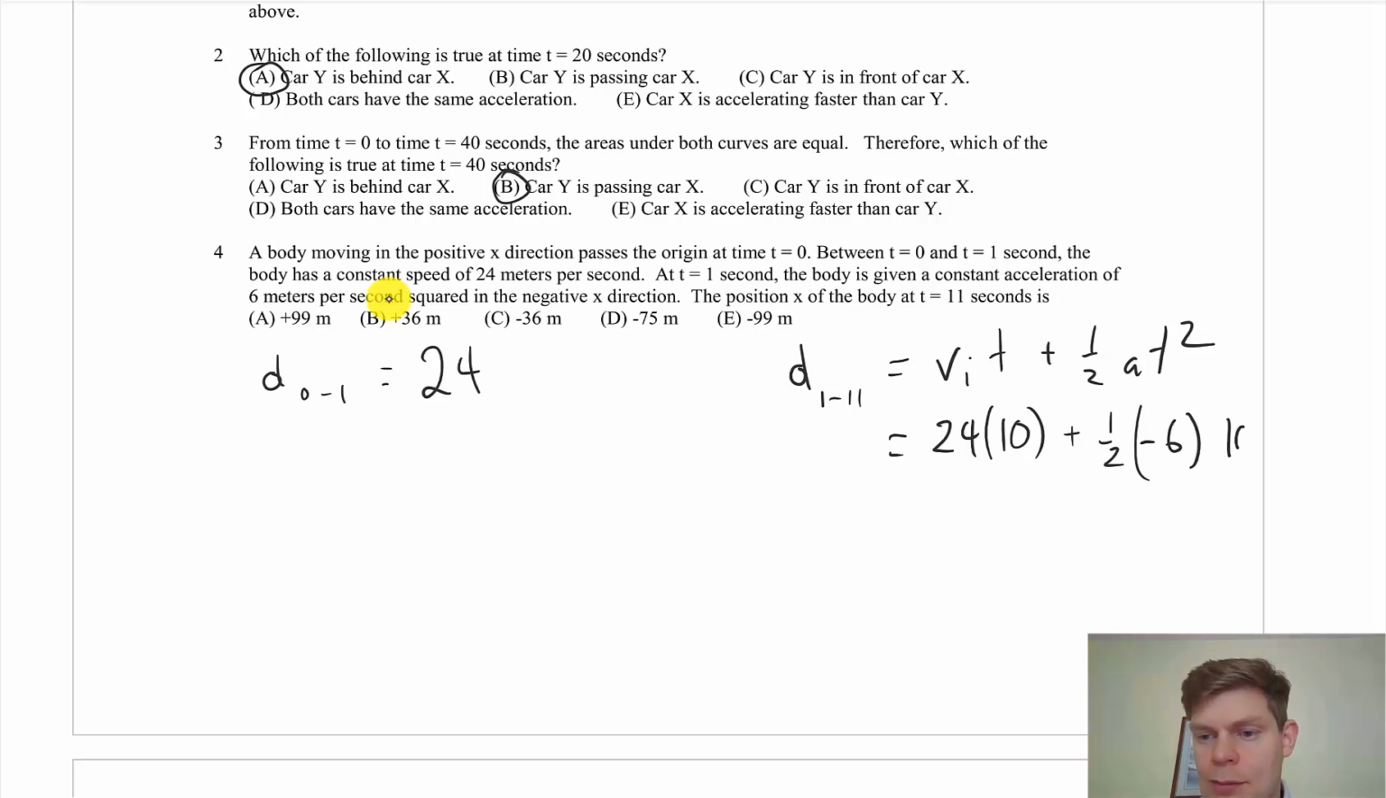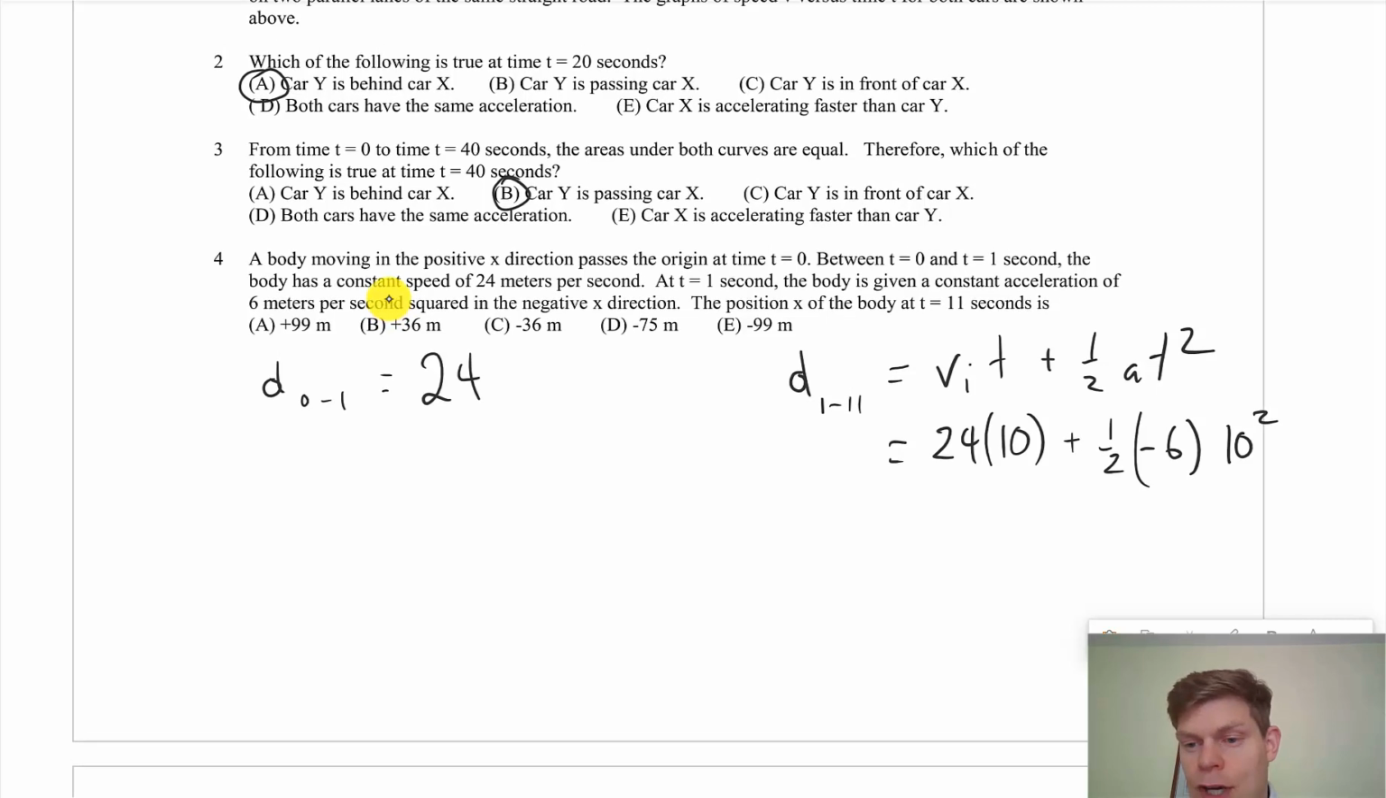And then times 10 squared. So we've got right here, 1/2 times -6 is -3 times 10 squared. 10 squared is 100. -3 times 10 squared, so we got -300 here. And then we got 240. So we've got -60 for the displacement from 1 to 11.